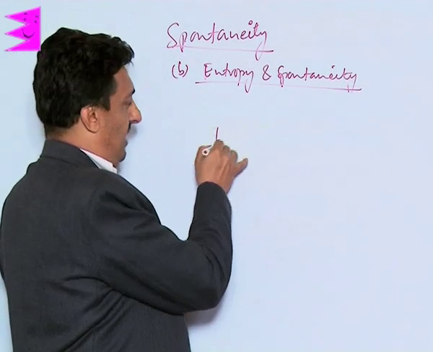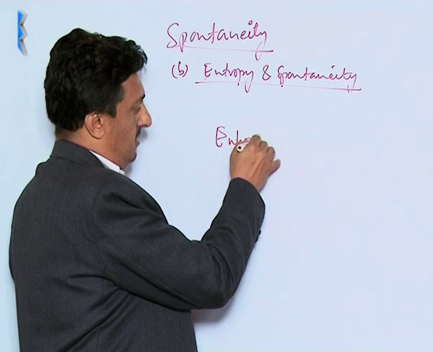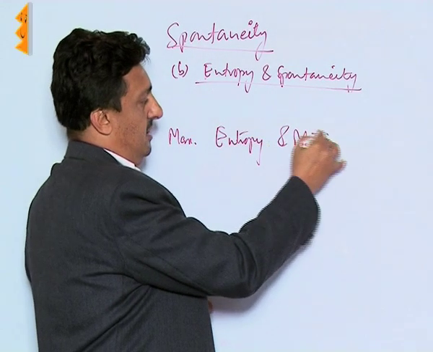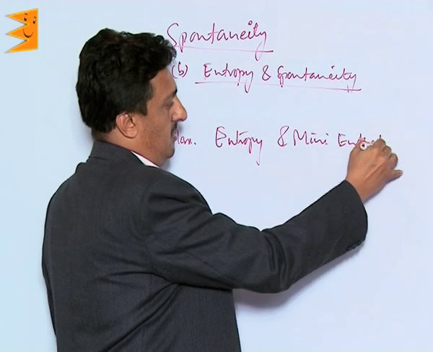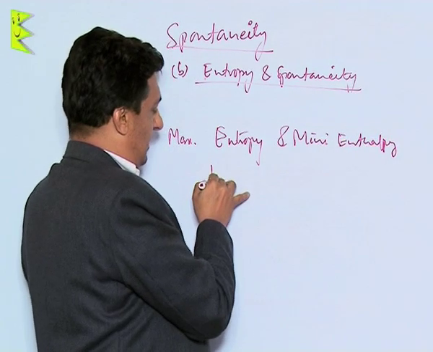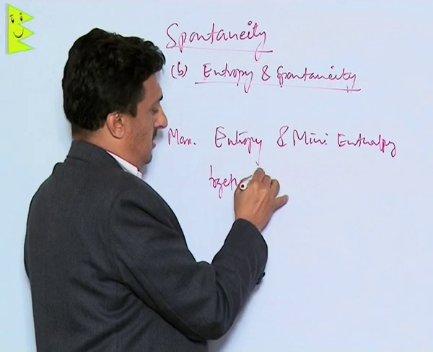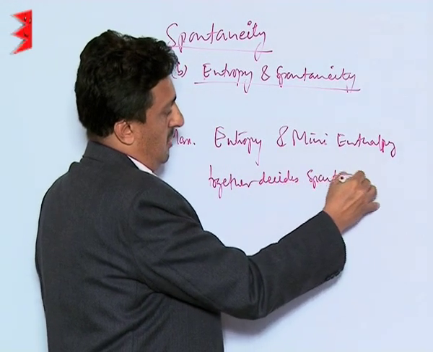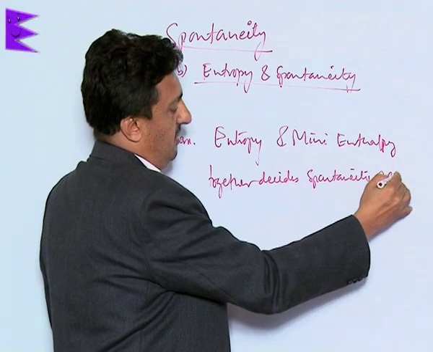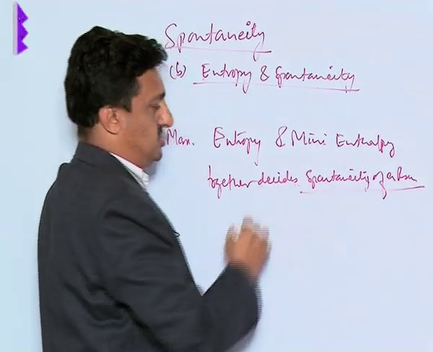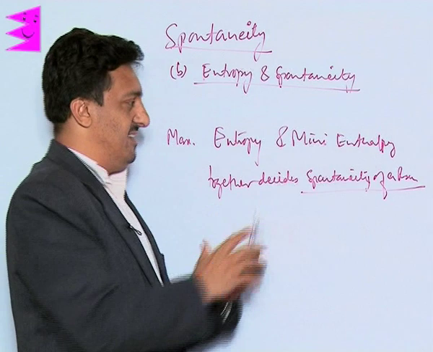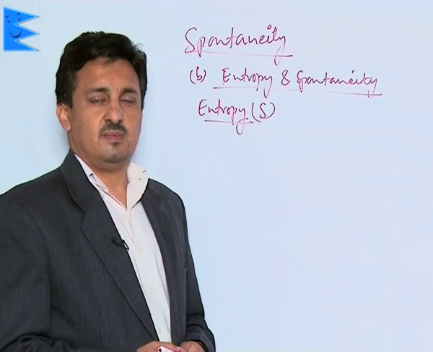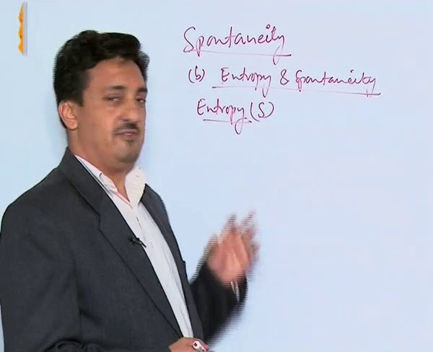So it is maximum entropy and minimum enthalpy together that decide the spontaneity of a reaction. They together decide this. Both of these alone cannot decide. Now let us understand the term entropy.